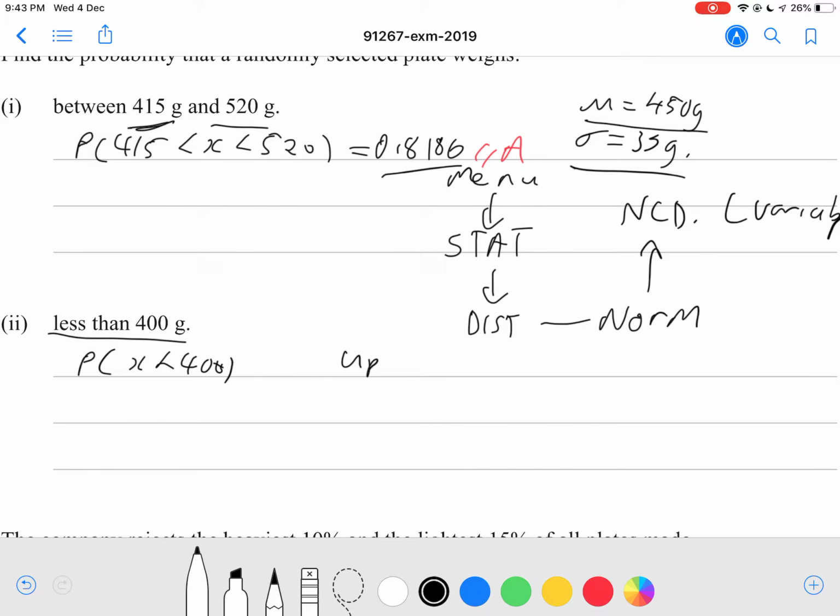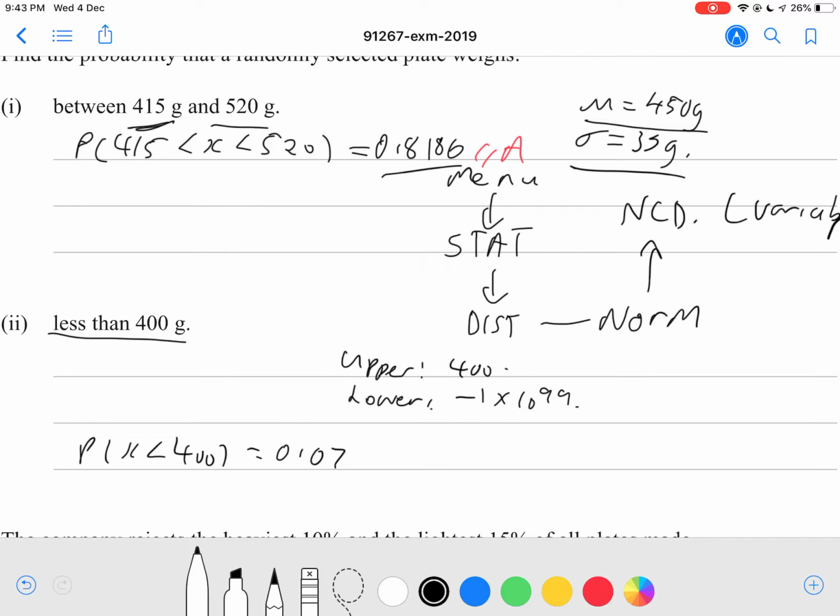So our upper value this time would be 400, and our lower value would be a very small number. I usually just use -1 times 10 to the power of 99. So our upper value is 400 and our lower value is -1 times 10 to the power of 99. That gives you an answer of, sorry, this is a bit squished up here, the probability of x being less than 400 equals 0.0766. And that should be another achieved mark here.